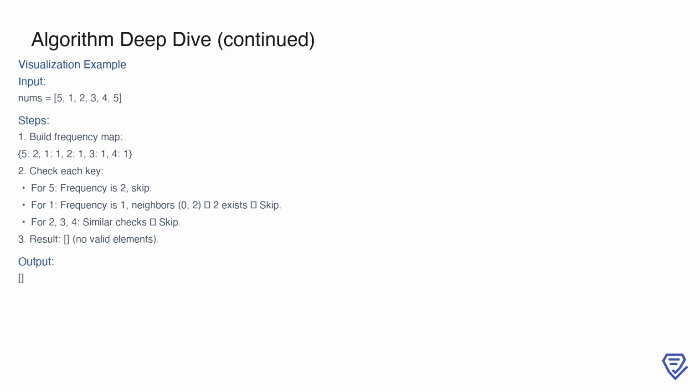For the key 5, its frequency is 2, so we skip it. For the key 1, its frequency is 1, but one of its neighbors, 2, exists in the hash map, so we skip it as well. We then perform similar checks for 2, 3, and 4, finding that all of them have neighbors in the hash map. As a result, no elements satisfy the conditions to be lonely, and the output is an empty list. This demonstrates how the optimized approach efficiently processes the input to arrive at the correct result.